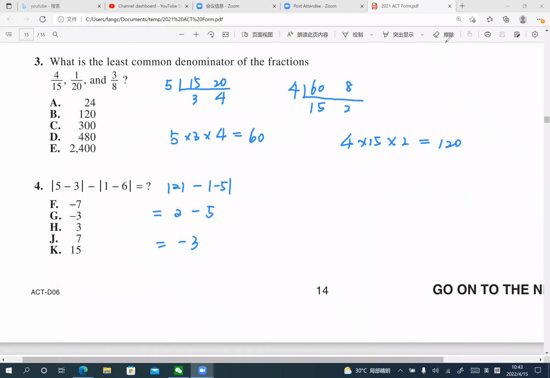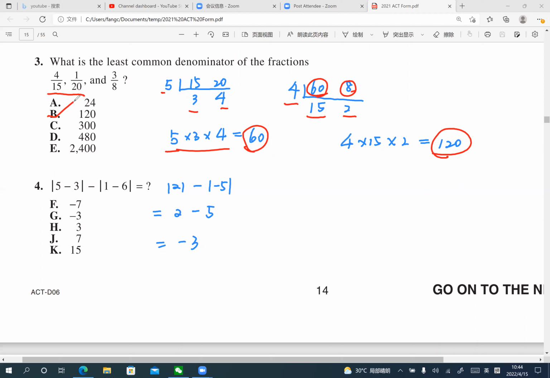Question 3. What is the least common denominator of the fractions 4/15, 1/20, and 3/8? The least common denominator of the first two fractions is 5 times 3 times 4, which is 60. The next step, we need to find the least common denominator of 60 and 8. We get 4 times 15 times 2, which is 120. So we should choose option B.